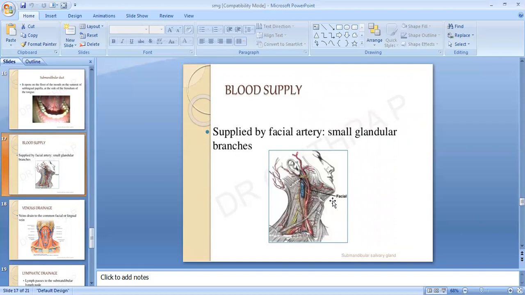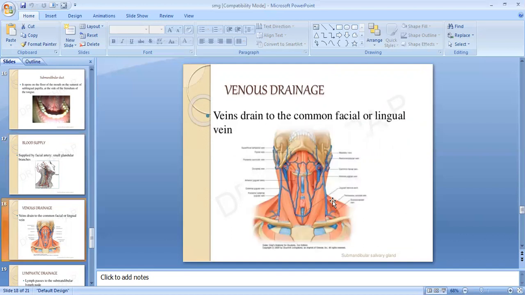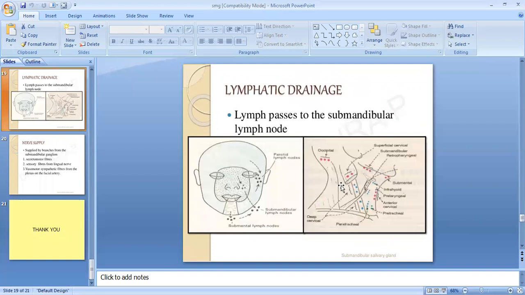Blood supply is through the facial artery and through small glandular branches. And these branches are, of course, the branches of the facial artery. The veins drain to the common facial or lingual veins. The lymph passes to the submandibular lymph nodes.